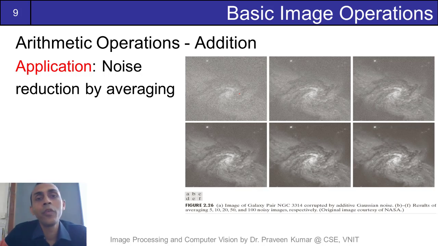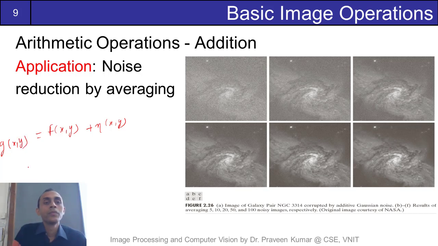Generally, if you want to improve this, let us say your function is corrupted by noise. So let us say there is some random noise factor added to this. So let us say this is your uncorrupted image, and this is your noise portion of that, and this is your corrupted image with noise.